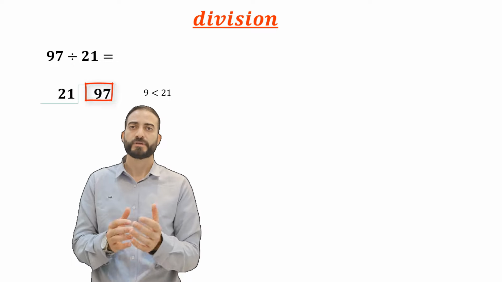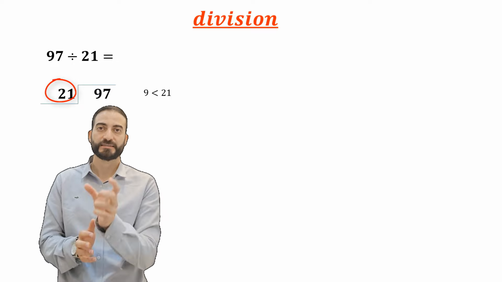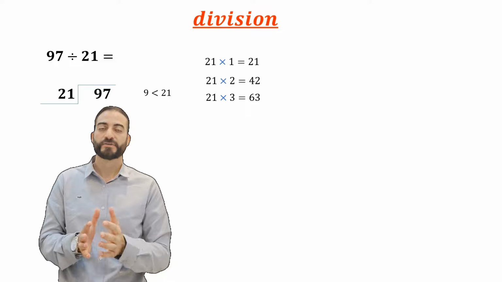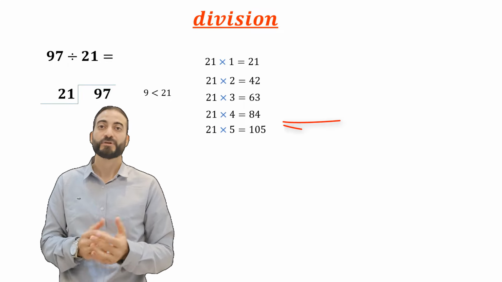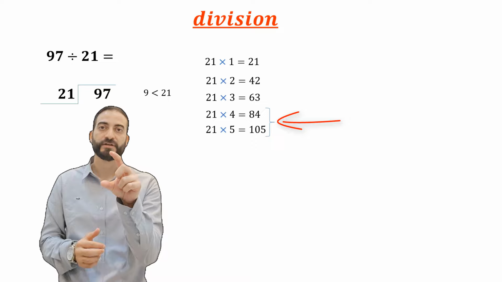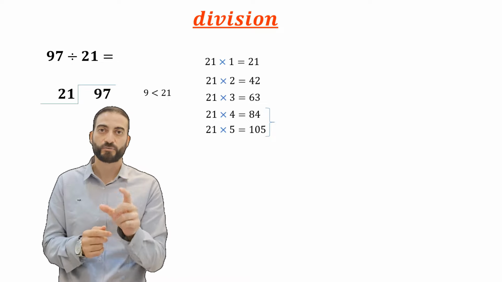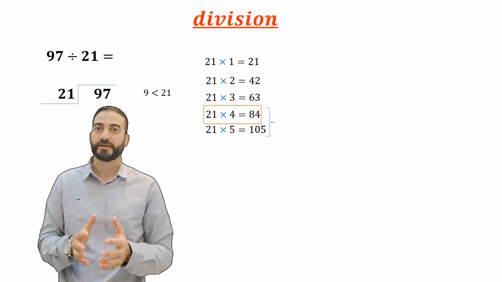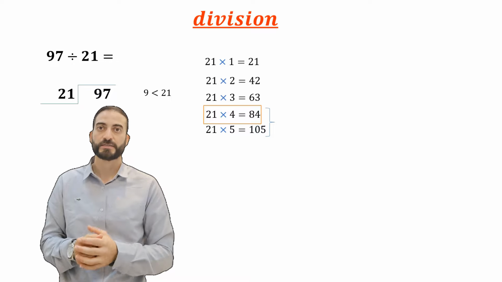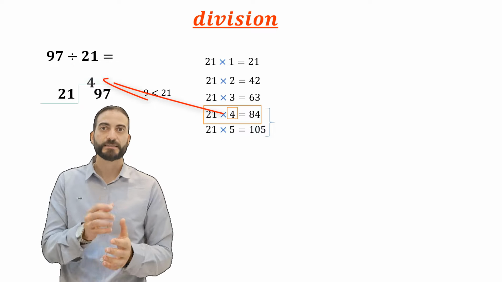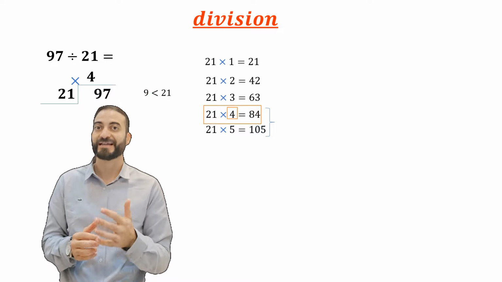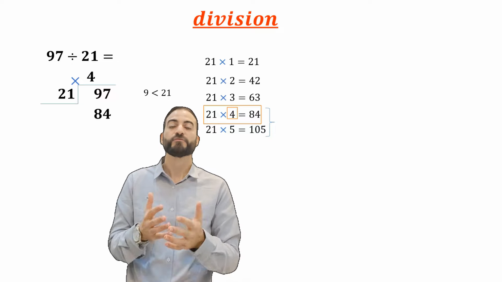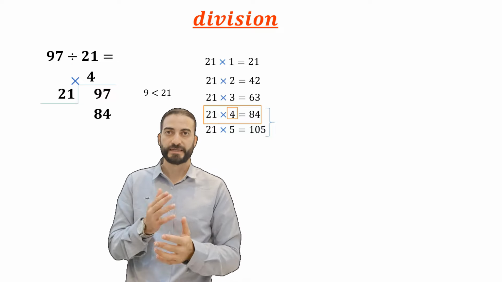The second step, we come to the divisor and write its multiplication table until we find the 97. We notice that 97 is here between 84 and 105. So we take the smaller one, which is 21 times 4 equal 84. Now we write the number multiplied by the divisor, which is 4. We write it here. And when we write a number here, we must multiply it by the divisor, which is 21, directly. So we get the answer 84. So we write the answer here.